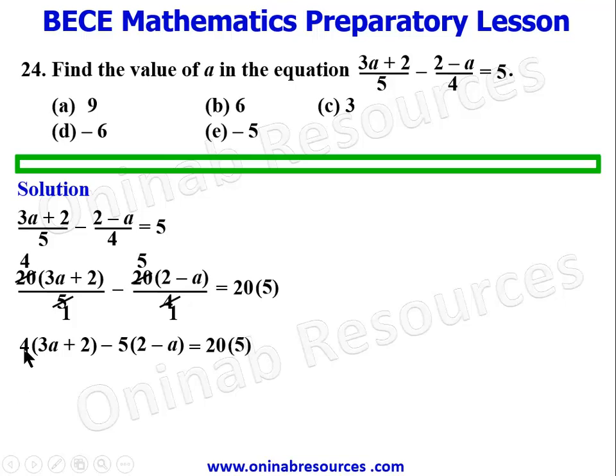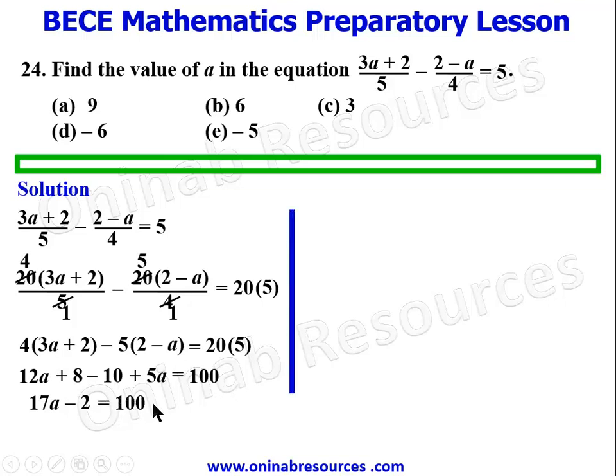Then we now expand these brackets. 4 times 3a gives 12a, 4 times 2 gives 8, negative 5 times 2 gives negative 10, and negative 5 times negative a gives positive 5a, is equal to 100. Now simplifying the like terms, 12a plus 5a gives 17a. This is positive 8 minus 10 gives negative 2, is equal to 100. So we say 17a is equal to 102.